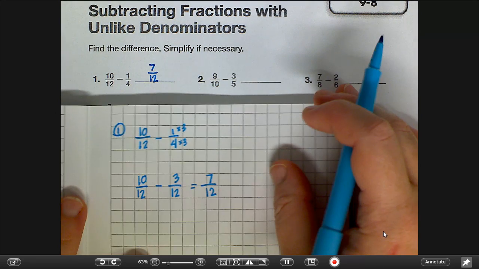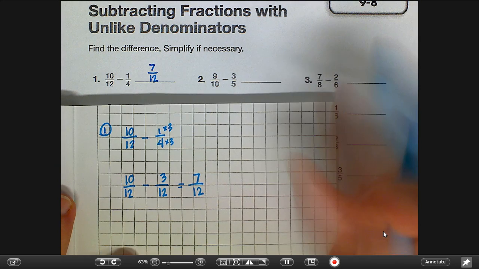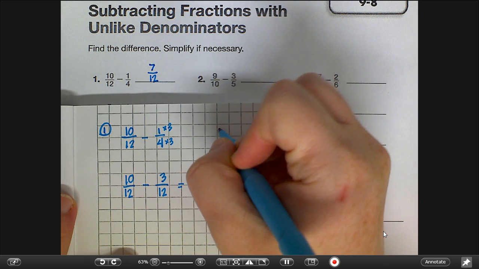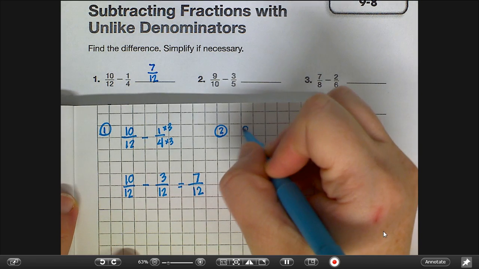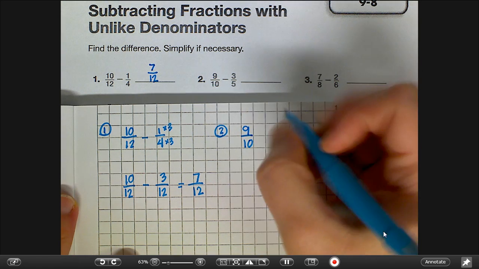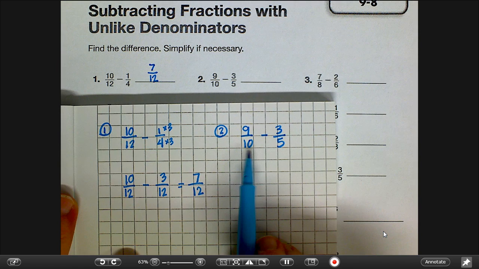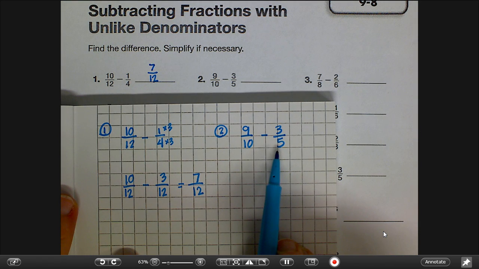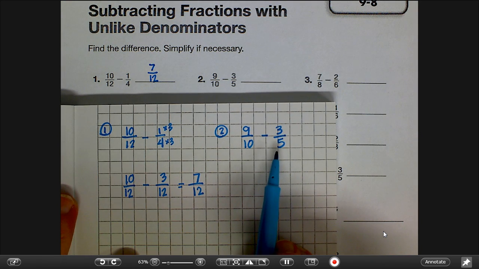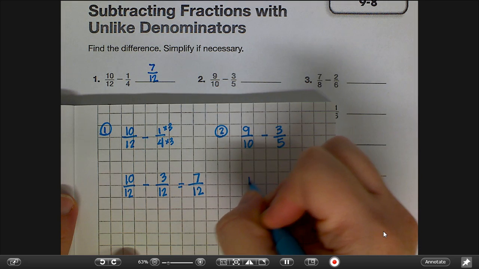All right, I will do one more quickly. Number 2 is going to be very quick. I can already tell by looking at it. Can you tell what I'm thinking right now? 10 and 5 are my denominators. What is going to be my common denominator here? It's going to be 10.